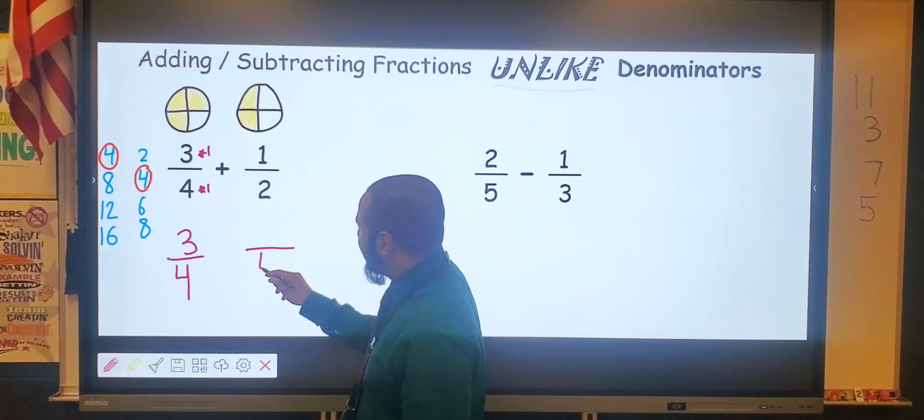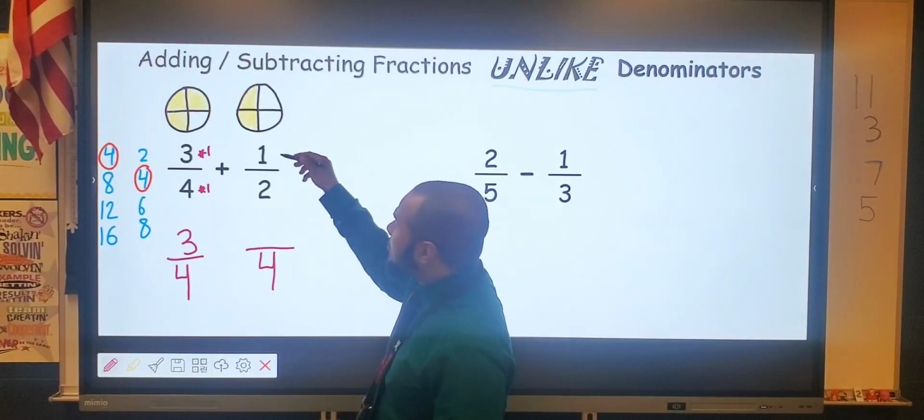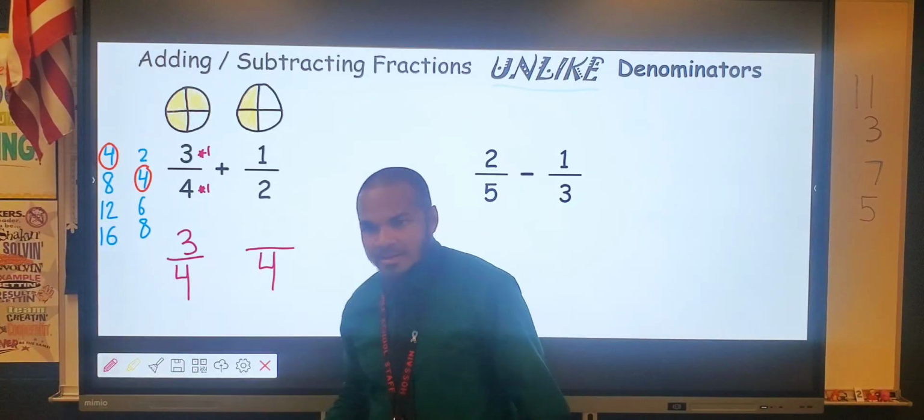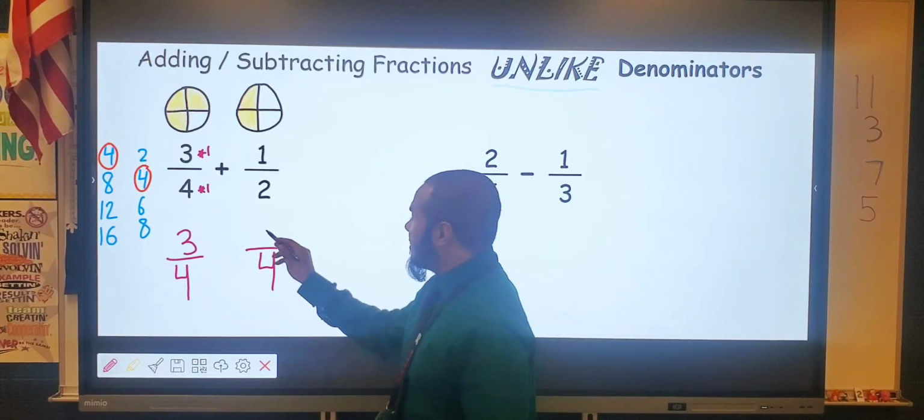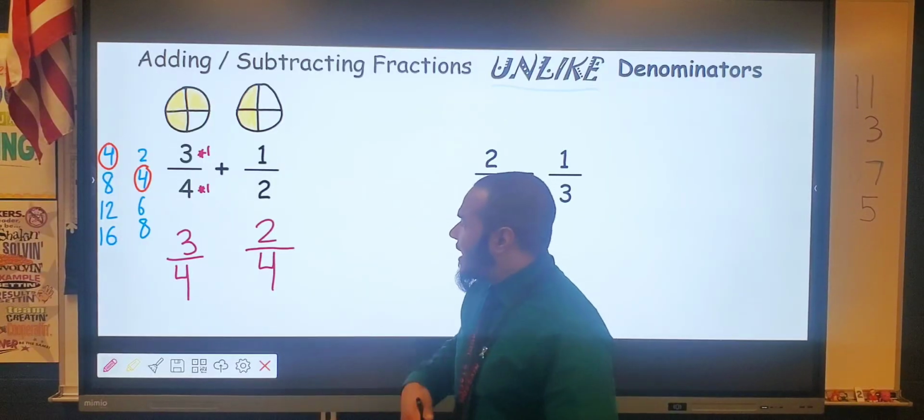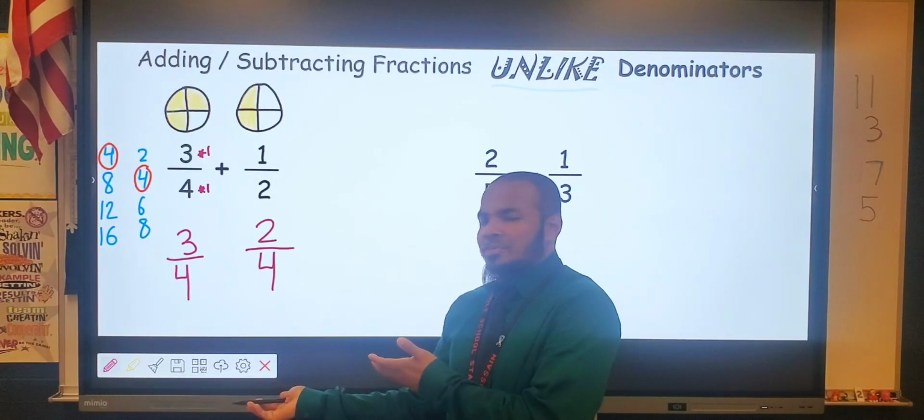So again, my denominator became a 4. And I no longer have 1 piece. Now I have 2 pieces, right? So 2 out of 4. And if you ask yourself, how did I come up with this?